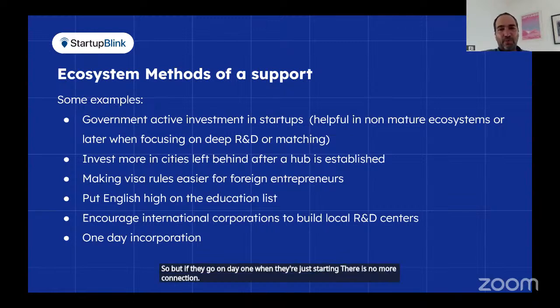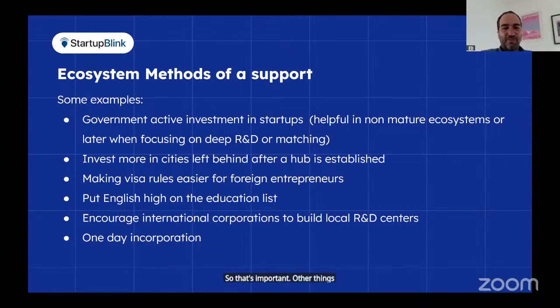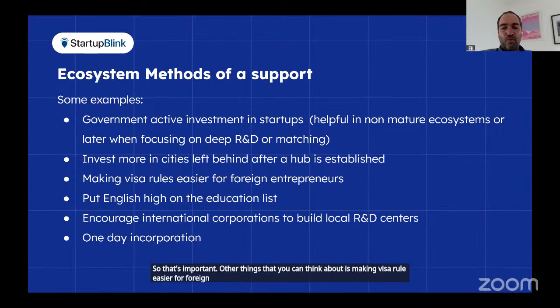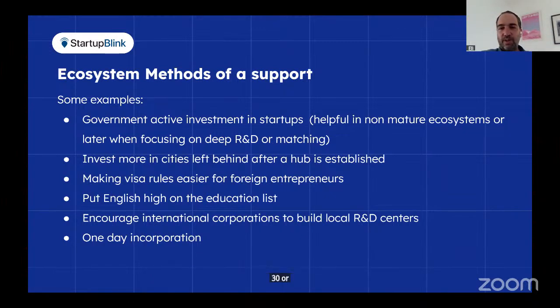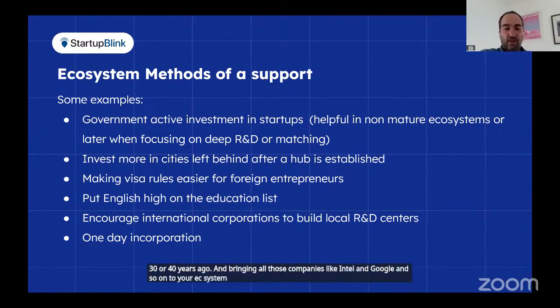So that's important. Other things that you can think about is making visa rules easier for foreign entrepreneurs, really focusing on English in terms of education, encouraging international corporations to build local R&D centers. This is something that Israel, for example, has done heavily 30 or 40 years ago. And bringing all those companies like Intel and Google and so on to your ecosystem helps a lot.